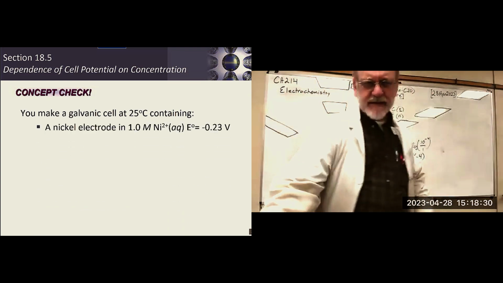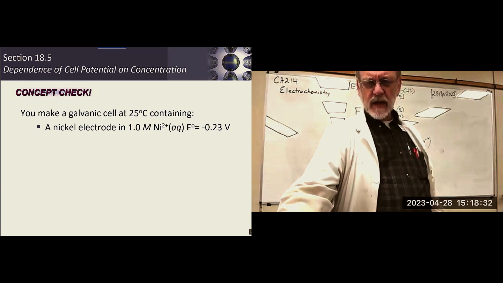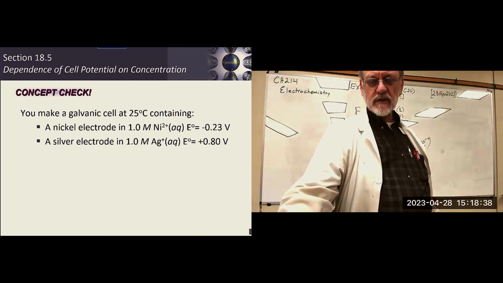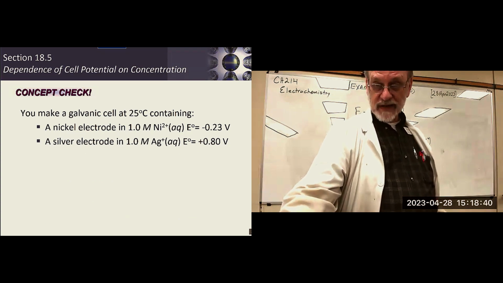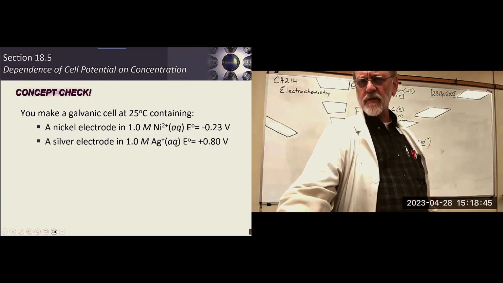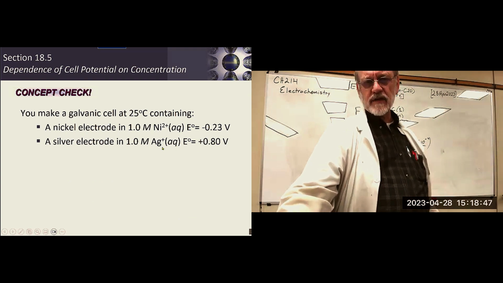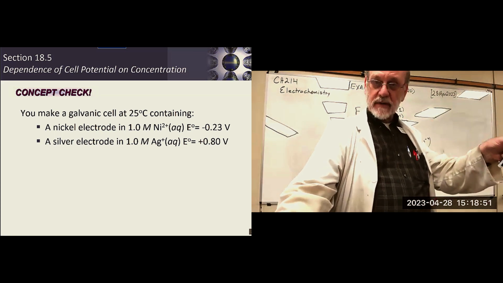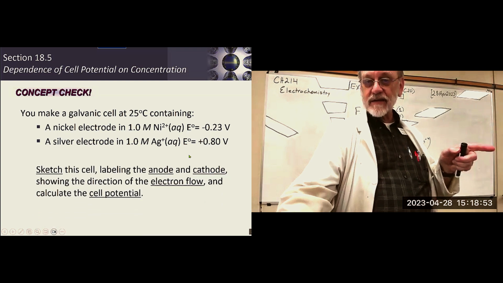Okay, we have a galvanic cell with 1 molar nickel with an E value of minus 0.23 and a silver electrode at plus 0.80. Which one needs to be flipped? Well, we can't flip the silver because it'll make them both negative. So we have to flip the nickel and make the nickel the anode.